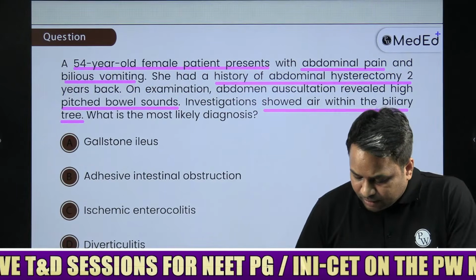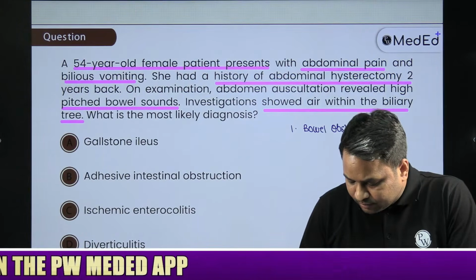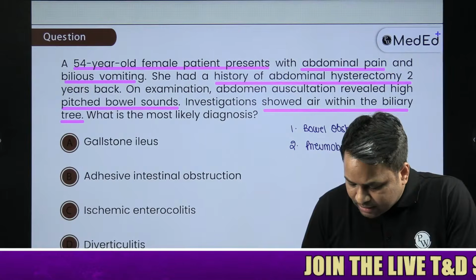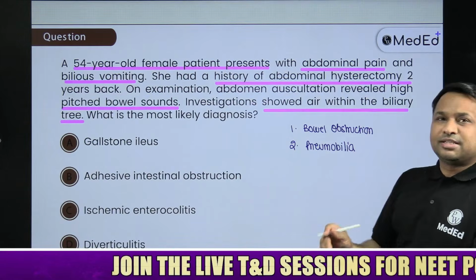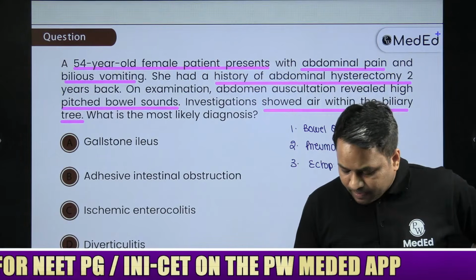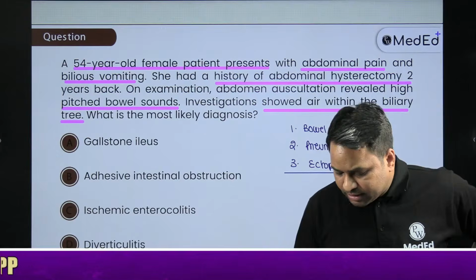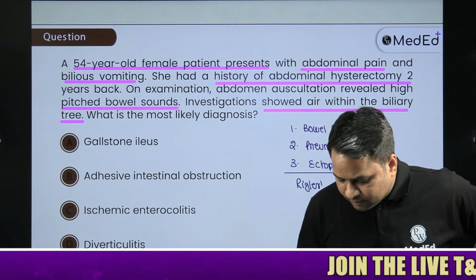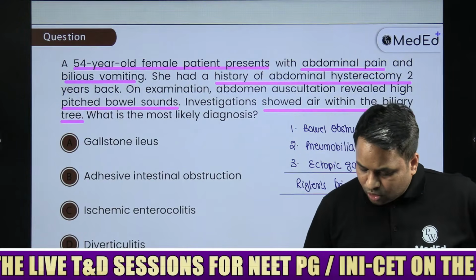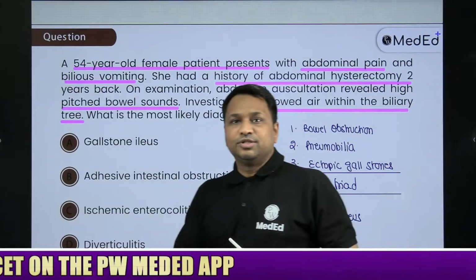So, here you have, number 1, signs of bowel obstruction, presence of bowel obstruction. There is presence of pneumobilia as well. Now, presence of pneumobilia, that is air in the biliary system, goes in favor of Rigler's triad. And in Rigler's triad, if you add ectopic gallstones, this is what we call Rigler's triad. And Rigler's triad indicates gallstone ileus, right?